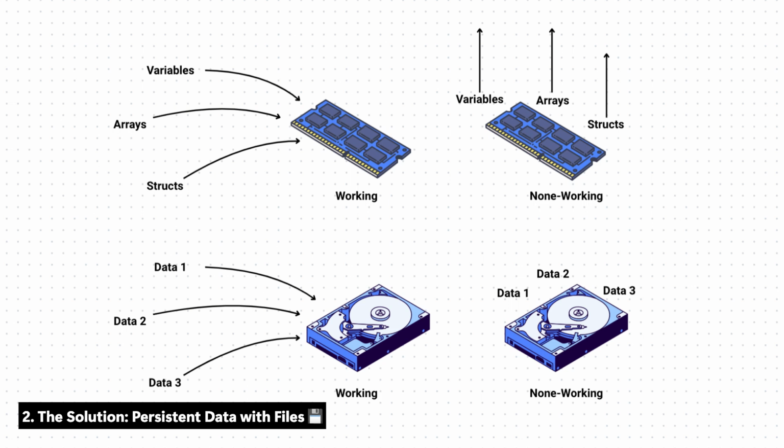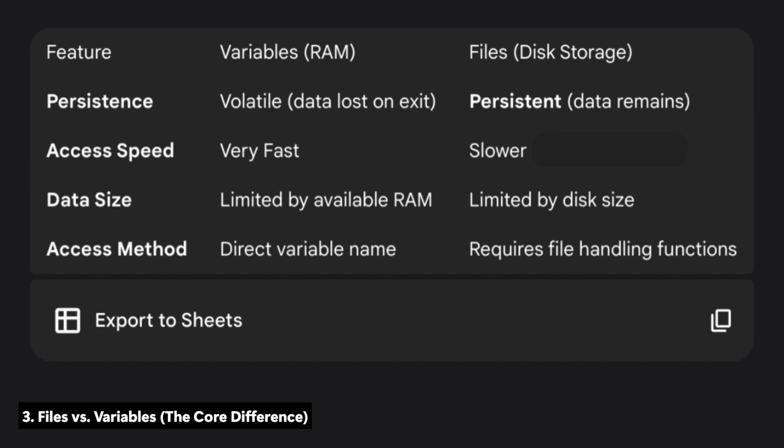shuts down. By using files, your C programs can achieve real-world functionality: saving game scores, storing user configurations and settings, logging error messages, managing large databases of customer or inventory records. 3. Files versus variables: the core difference.